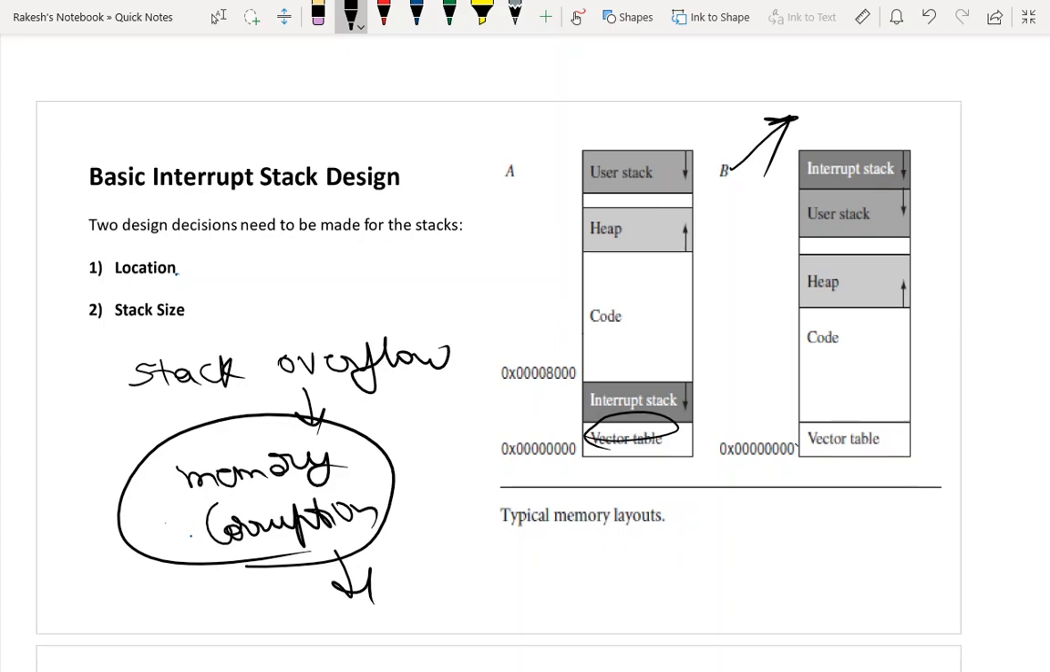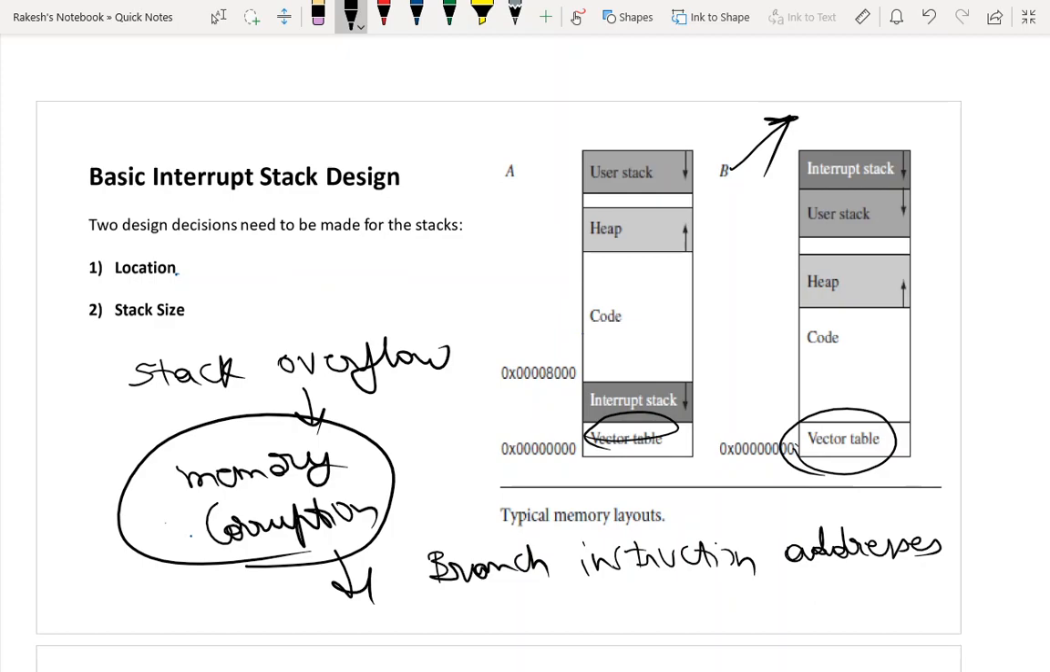Why shouldn't the vector table be changed here? What does the vector table consist of? The vector table consists of the branch instruction addresses, either through branch link or the load instruction that we have already discussed. Branch instruction addresses to which one? To the interrupt handlers of various modes, be it the IRQ, be it the FIQ, be it the reset, be it the supervisor mode.